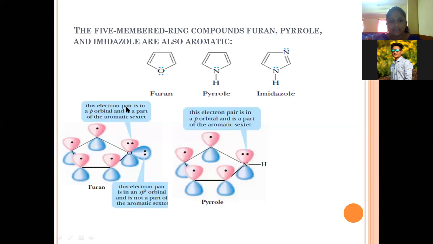See, this electron pair is a part of the p orbital and will be covered in the aromatic state of that compound. But the electron pair which is remaining, this electron pair is in an sp2 orbital and it is not a part of the aromatic state. That means only 2 electrons will be involved in the delocalization, in showing the aromatic property of this compound. The remaining 2 will not be involved.